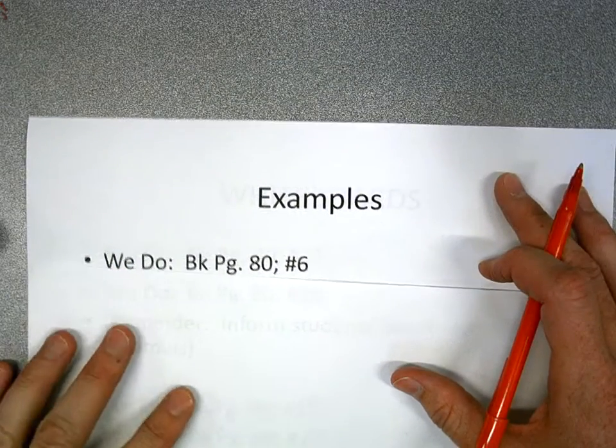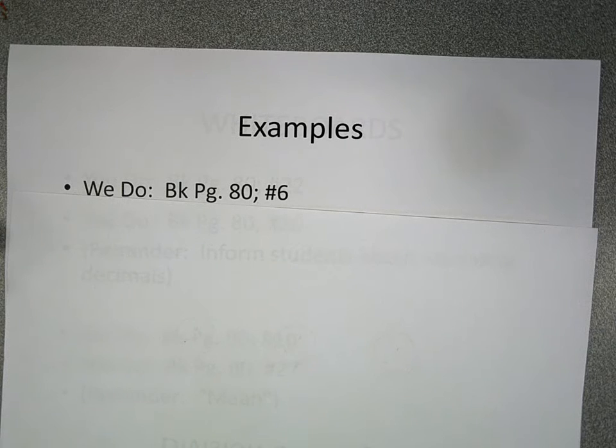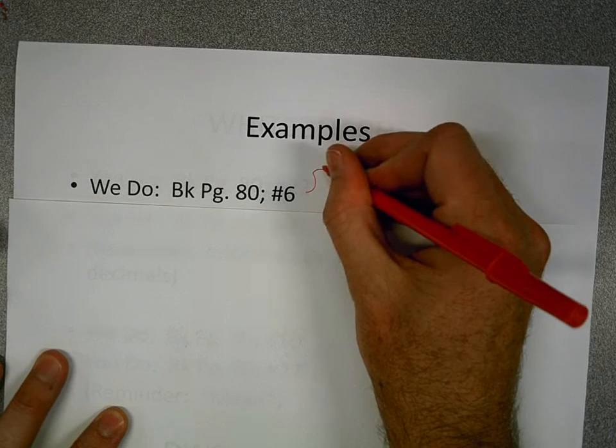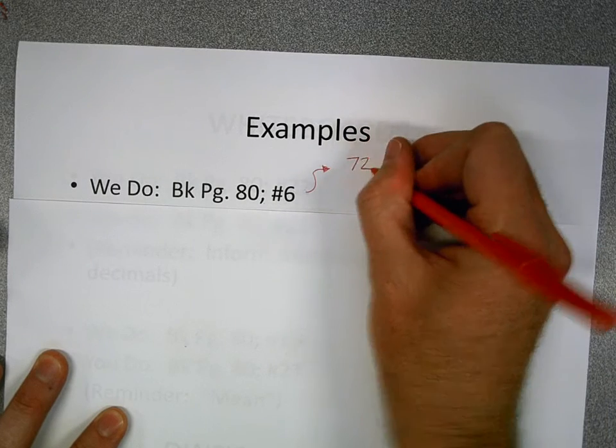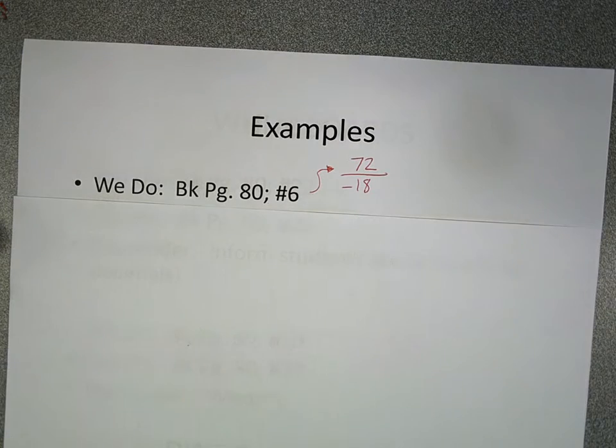Let's take a look at how to solve some of these problems out of your book. So let's go ahead and take a look. Page 80, problem number 6. Number 6 says 72 divided by negative 18. All right, here we go.